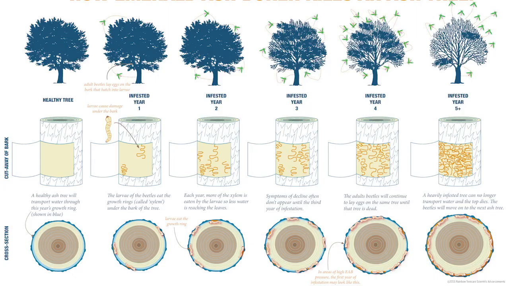So is that a process that happens in one season or over multiple seasons? It typically happens over multiple seasons. The young larvae feed under the bark until they are big enough to pupate, and when they are ready to emerge as adults, they chew their way out of the tree and fly around to mate, lay eggs, and repeat the cycle.